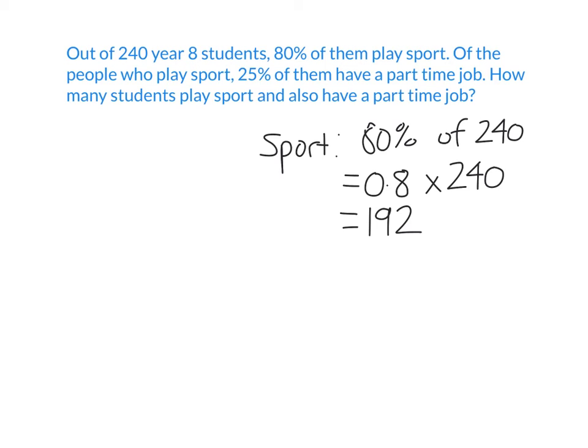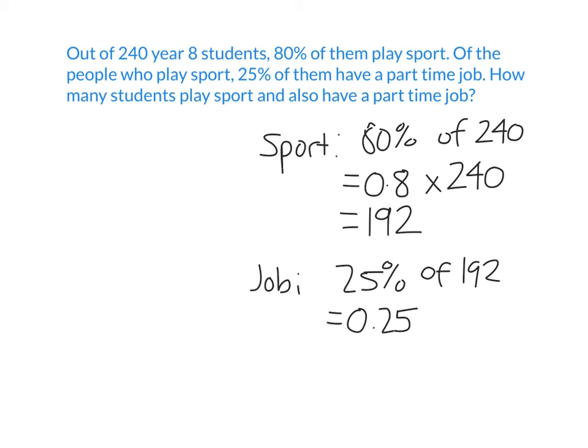Of these, 25% had a part-time job. So we're now going to find 25% of 192. We convert 25% to a decimal and times it by 192. This one I don't expect you to be able to do in your head at all. It is something you can put on your calculator. Of course, you might notice 25% is a quarter. This is just a quarter of 192, which is 48.